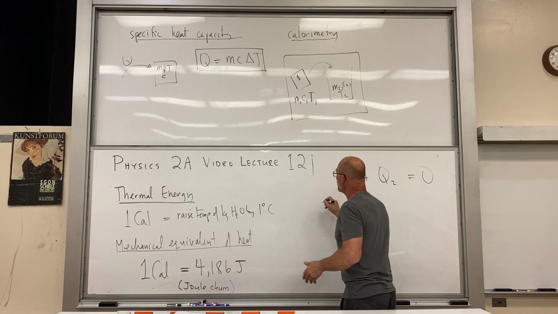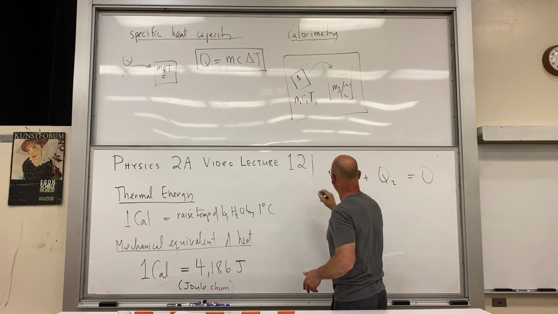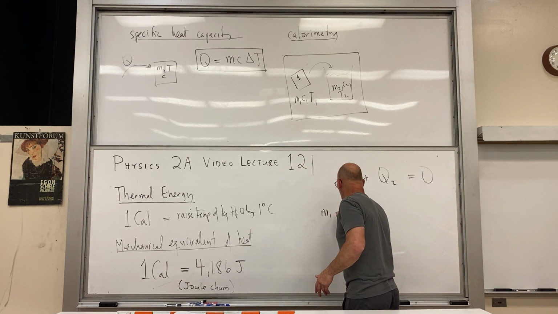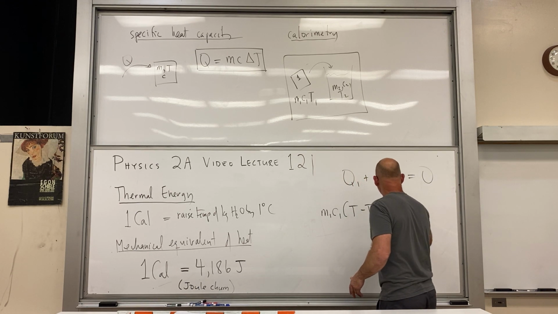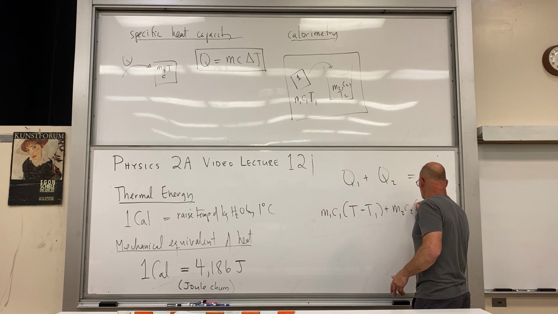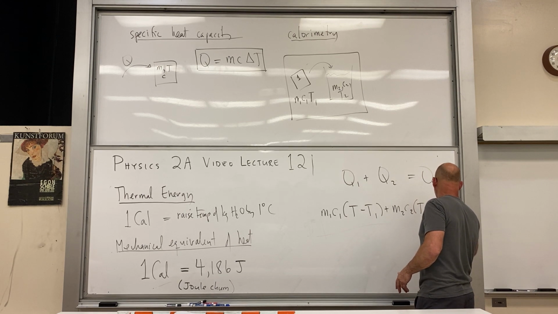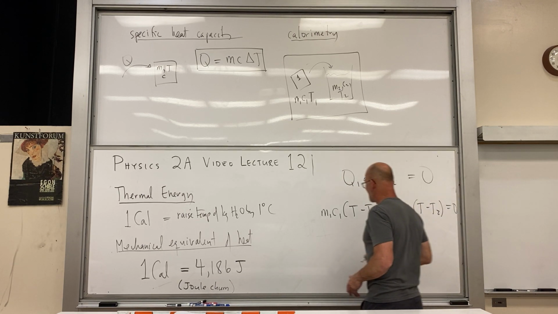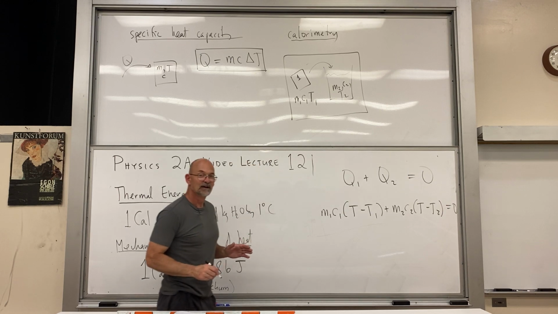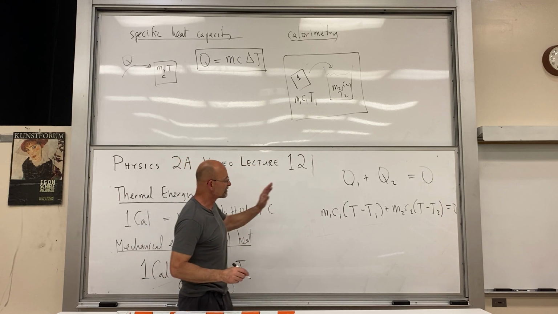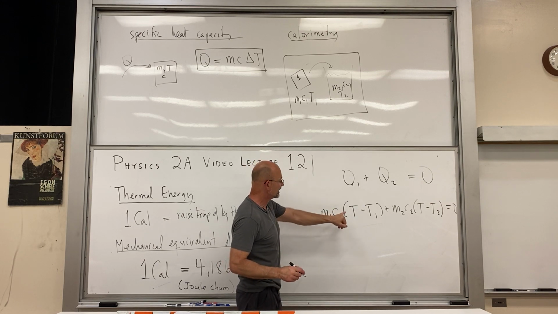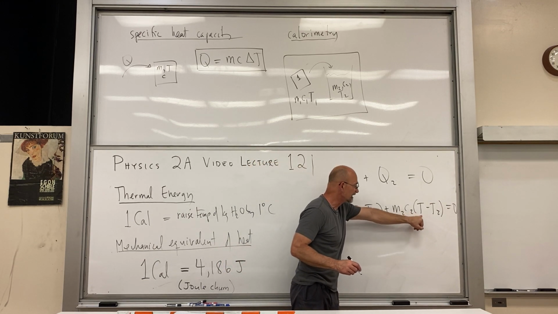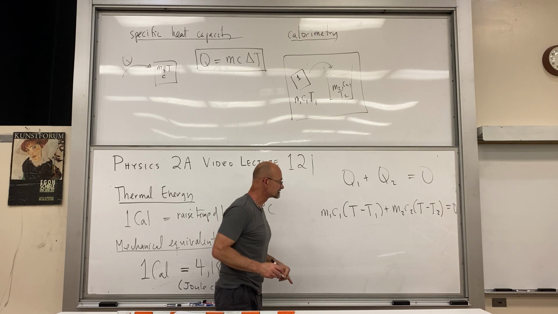And then we can use this equation here, and we could say M1C1 (T minus T1) plus M2C2 (T minus T2) equals 0. I like setting it up this way because we don't have to worry about which temperature is higher. The signs will take care of themselves. This T is the final equilibrium temperature.